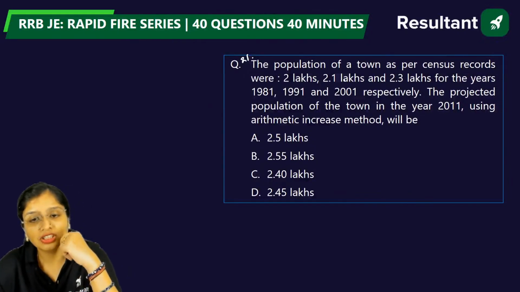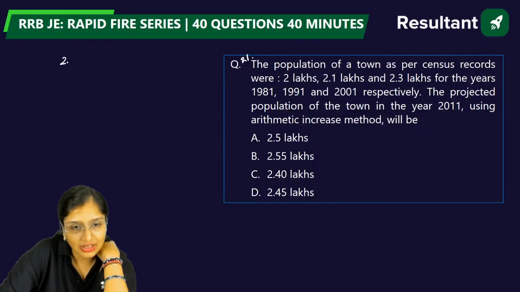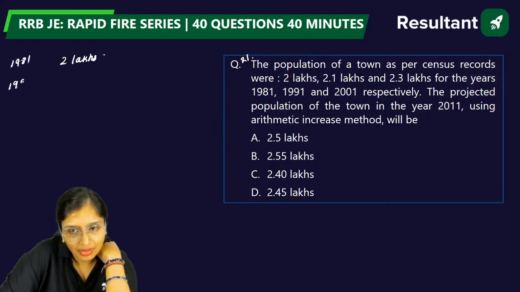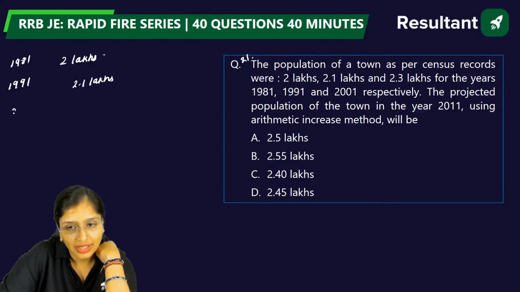Question number 21. The population of a town as per census record is given to you as 2 lakhs in 1981, 2.1 lakhs in 1991, and in 2001 it is 2.3 lakhs.